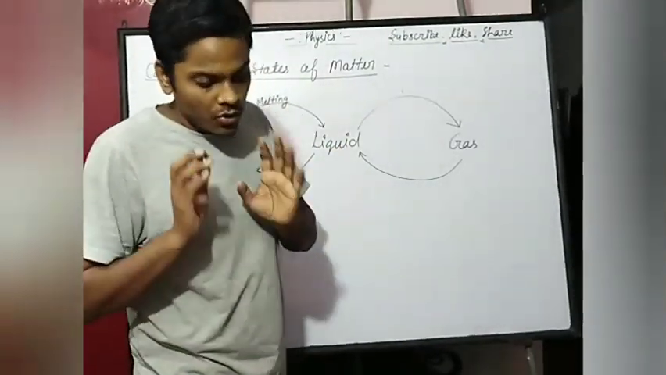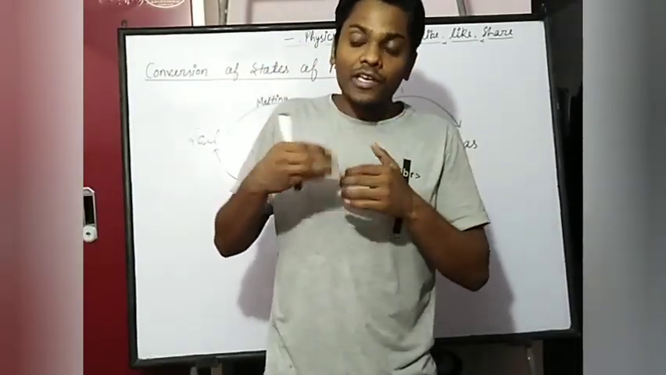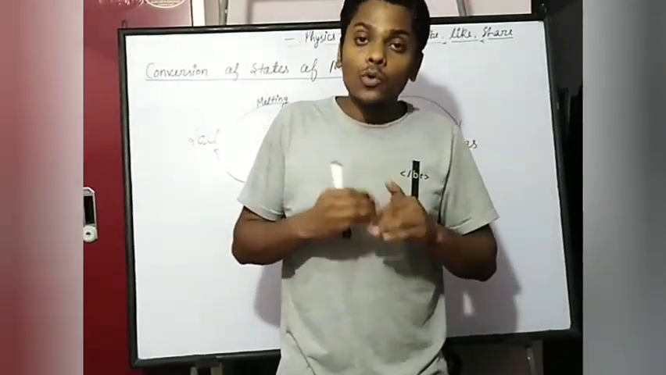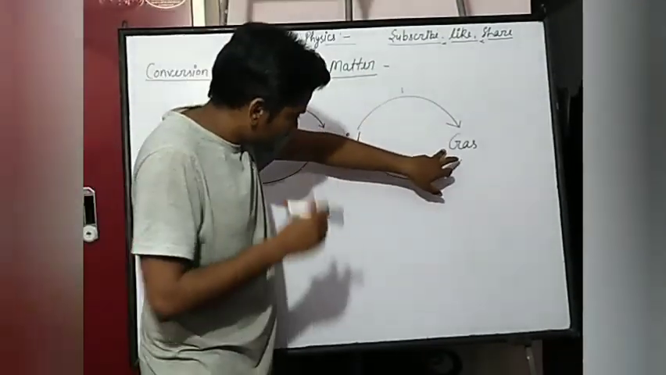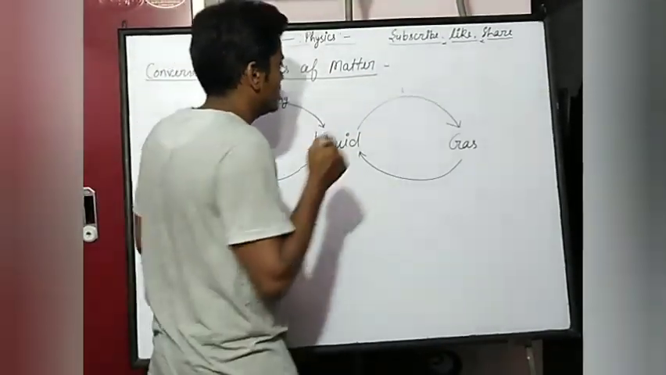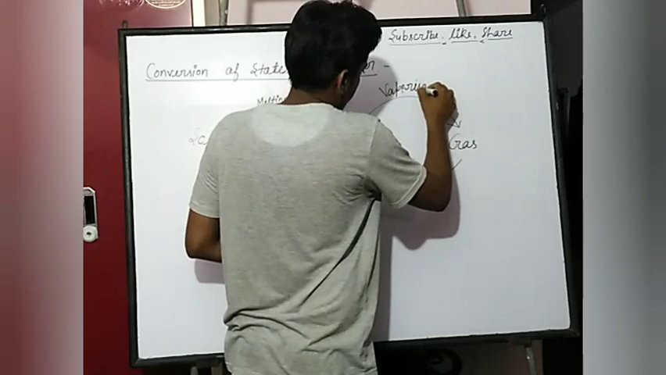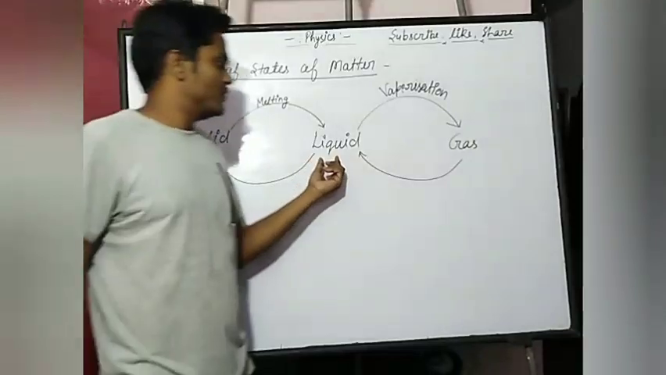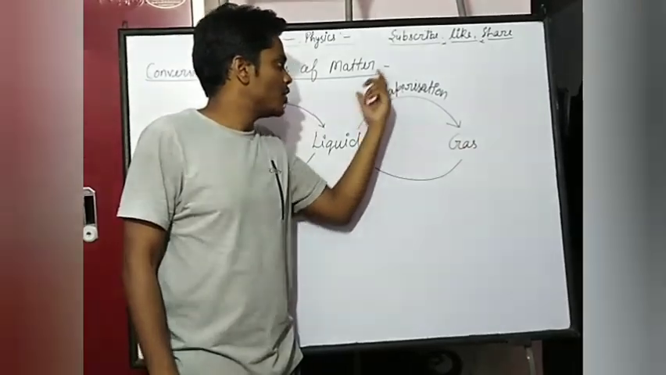For example, you have taken one ice cube, and if you give some heat to the ice cube, then it will melt and give you liquid, meaning water. That is the process of melting. And now liquid gets heated and converts into gas. That is the process of vaporization. When liquid gets heated to convert into gas, that is the process of vaporization.